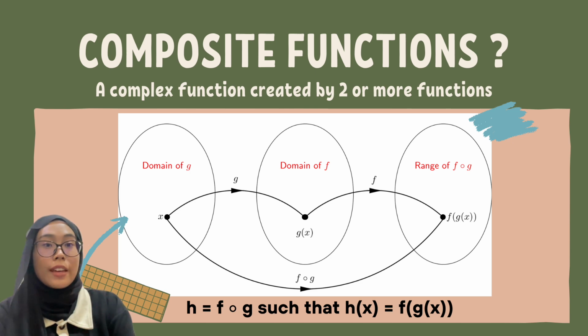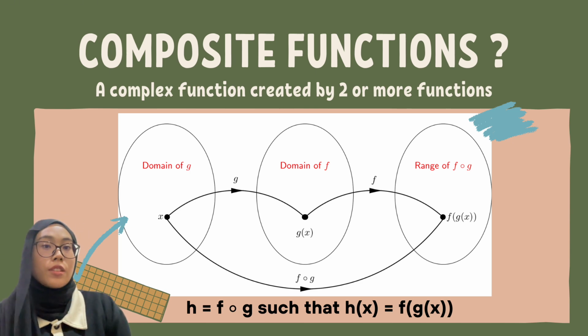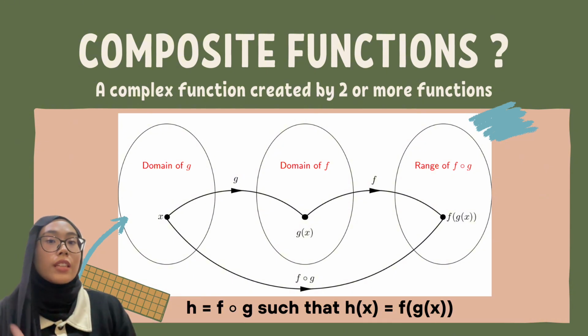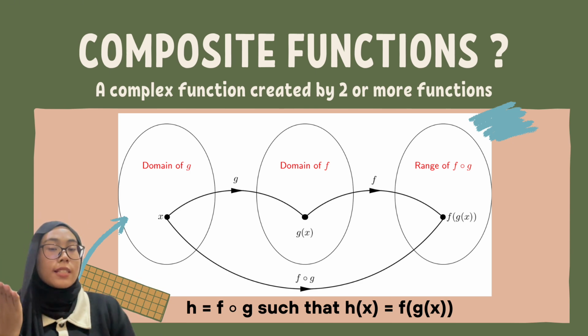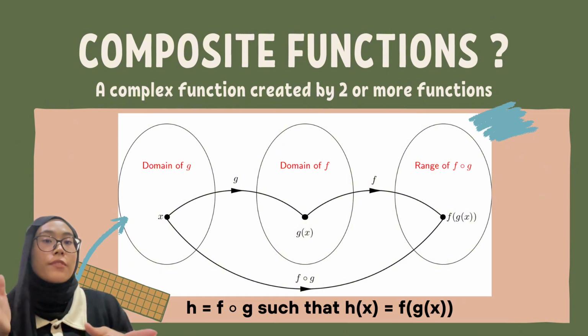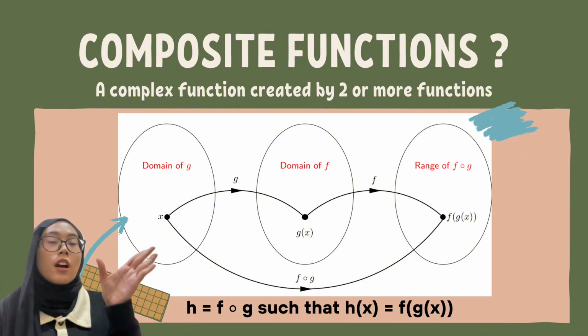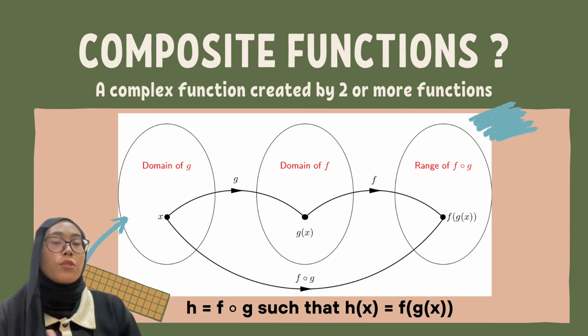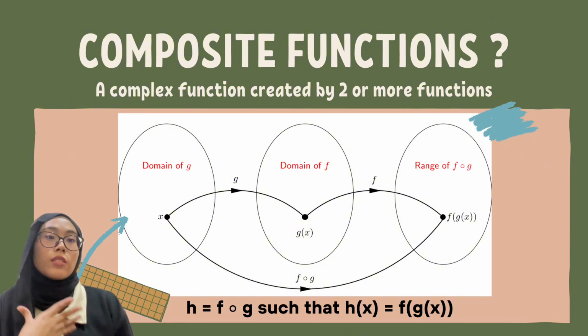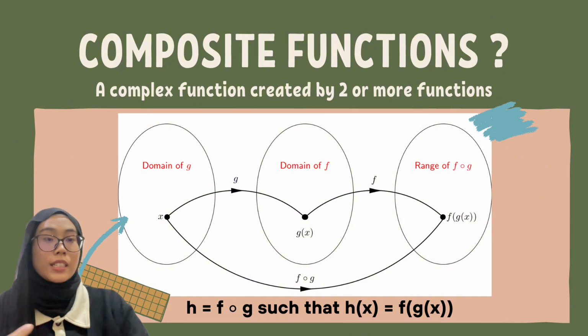Okay, so next we will look at the composite function. Okay, so composite function is basically a complex function created by two or more functions. As you can see from the diagram in the slide, the function g(x) and function f(x) will become a new function h(x). So we will look at GeoGebra in order to see how to find the composite function.